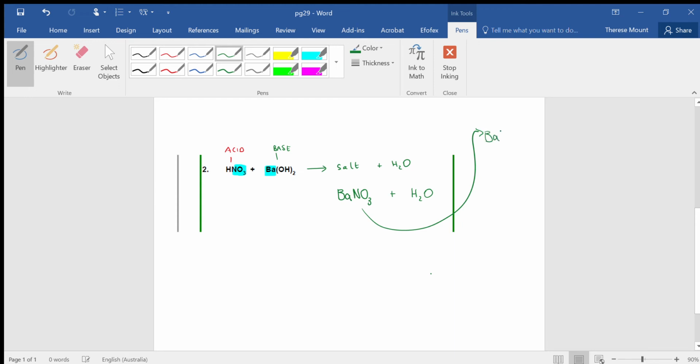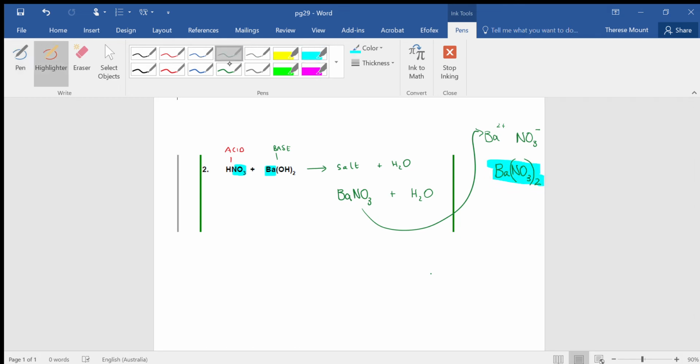So Ba, I just need to check my valency table. That's a 2+ ion. And nitrate is an NO3 negative. So I need to make up a formula here for a salt, an ionic compound. Well, how do I do that? Well, like we've been learning, we use something called the cross method. So this 2 will come down, and I just need to put all of that in brackets, 2, and then the 1 from this will come down to the barium, so a little 1 there. So this really is my correct formula.